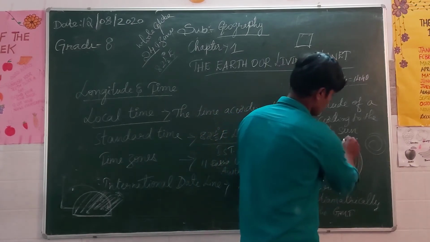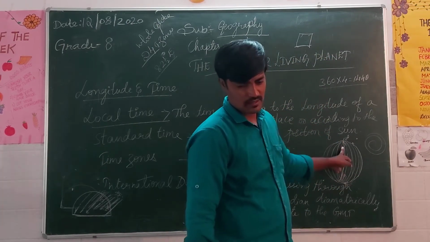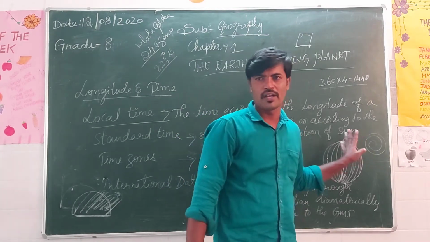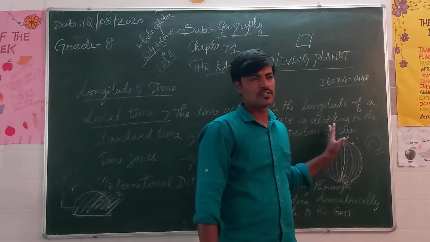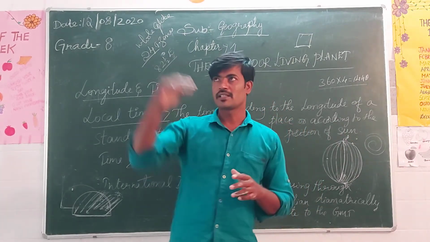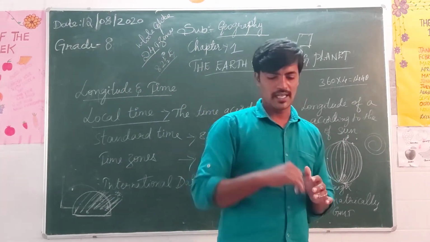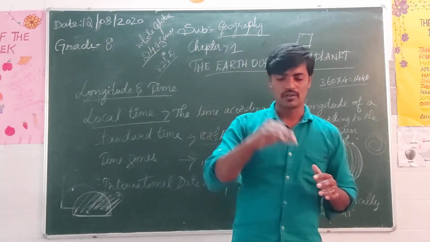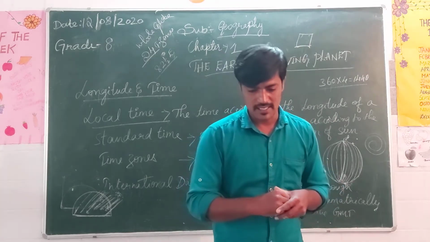When the sun falls vertically over a longitude at noon, that time is considered as 12 everywhere, a noon time. When the sun falls vertically at noon over the longitude, that is considered as 12.